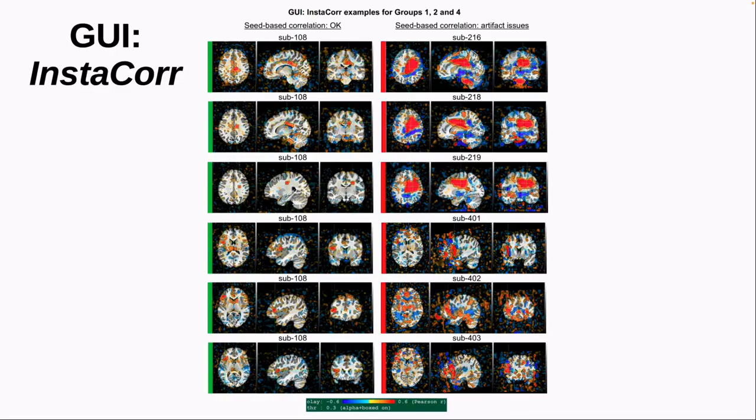Okay, so here are some examples from using InstaCorr on some of these subjects. So here we have the seed-based correlation for some resting state subjects. These all look fairly okay. Well, with the seed-based, we've done InstaCorr on some random spots. We click around, and here we click and we find these kinds of artifacts: extensive correlation in parts that aren't physiological.